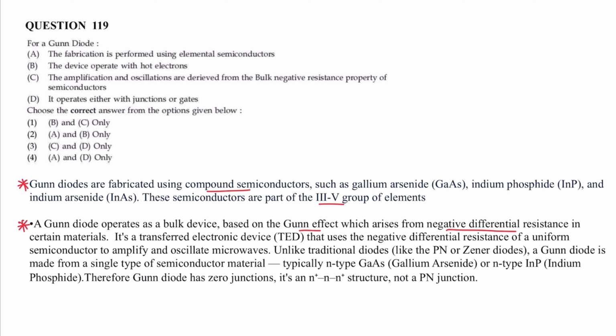So let us see the question now. For a Gunn diode, fabrication is performed using elemental semiconductors. So statement A is wrong. It is performed by using compound semiconductors.